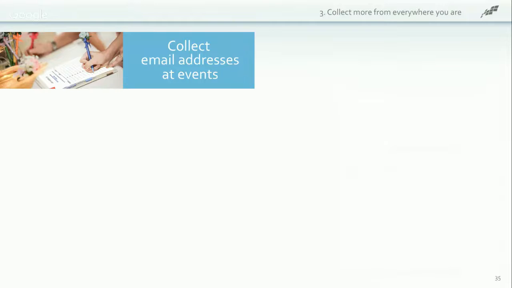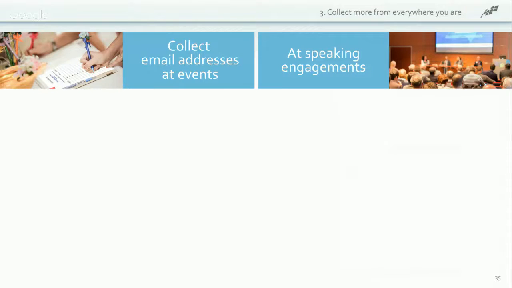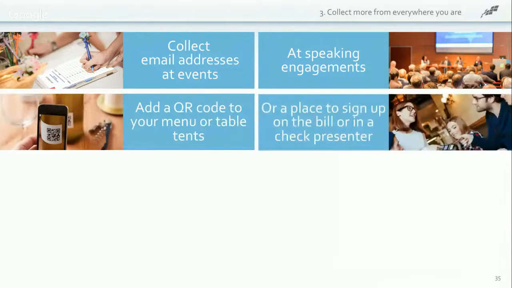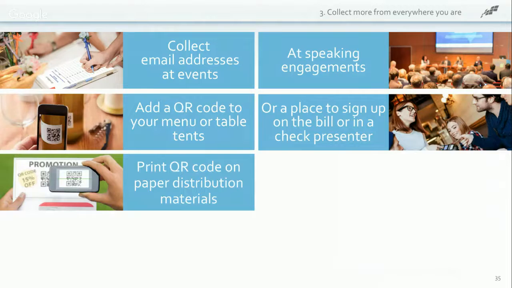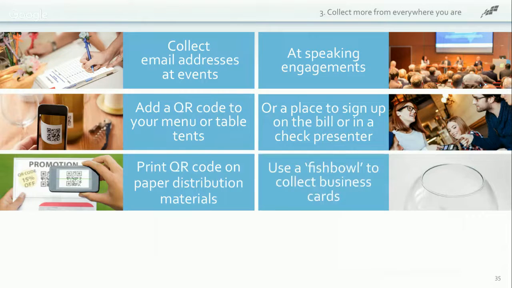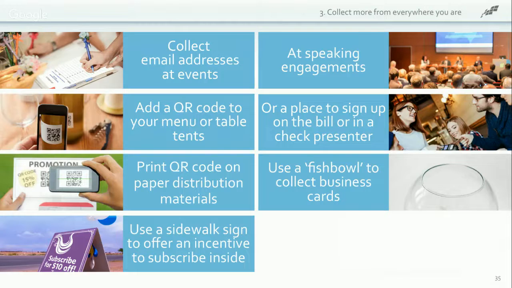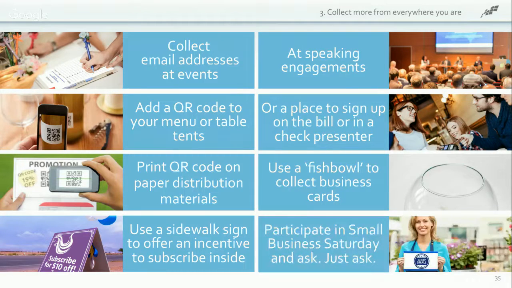There's lots of ways to gather contacts, whether it's collecting email addresses at events, speaking engagements, adding QR codes, placing signups on your bill or in a check to the presenter, presenting a QR code on paper distribution materials, using a fishbowl to collect business cards, sidewalk signs with a subscribe-to-offer text code, or participating in Small Business Saturday, or just asking at every point. That's how you're going to connect with people and grow your list organically.